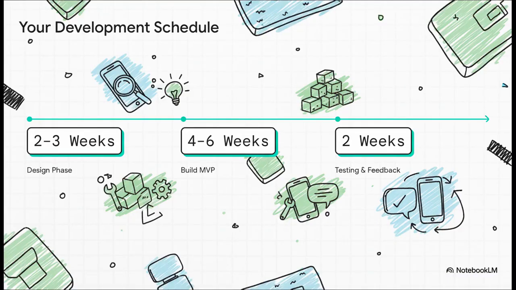So here's what the whole schedule looks like. You've got your 2 to 3 weeks for design, which we just talked about. That's followed by a solid 4 to 6 weeks to actually build the core app. And then, and this is super important, you set aside a crucial 2 weeks just for testing and getting feedback before you even think about launching it to everyone.